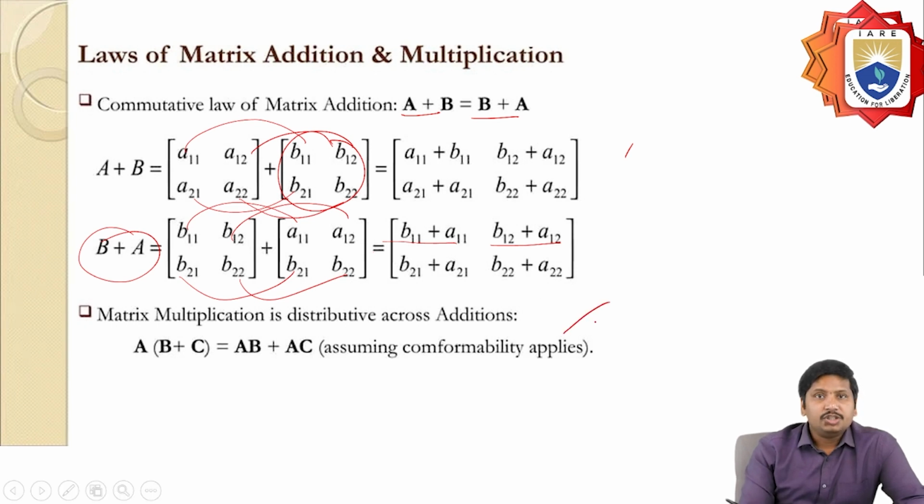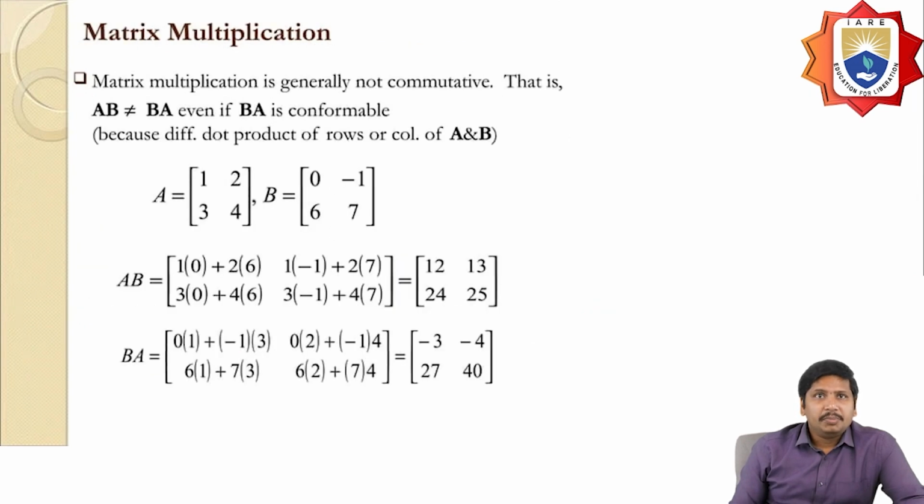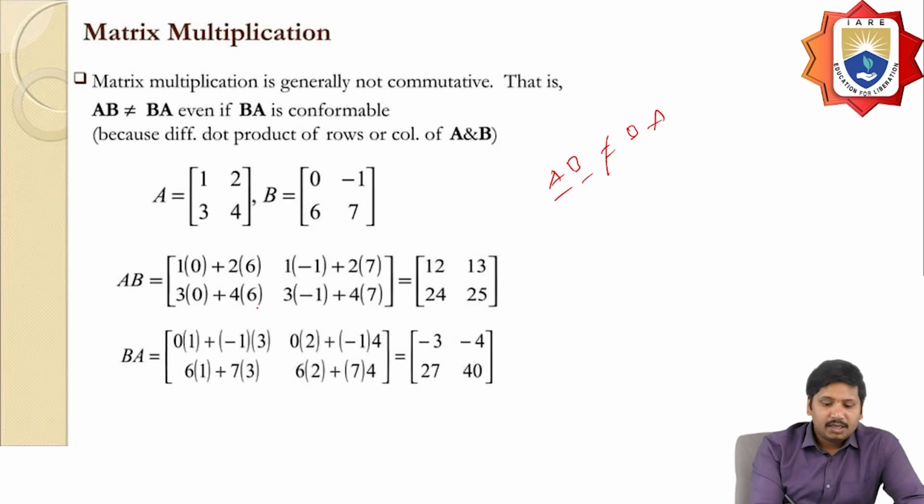And the next one is the distributive law. What does distributive mean? A into B plus C can be written as AB plus AC. That is the distributive law across addition. But the commutative law does not apply to matrix multiplication. If I multiply the A matrix with the B matrix, it should not be equal to B into A.